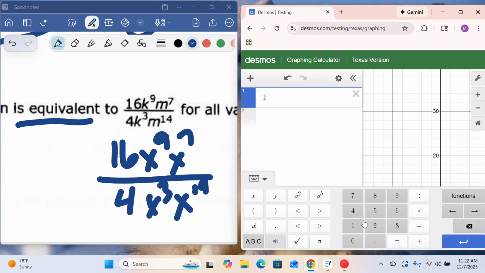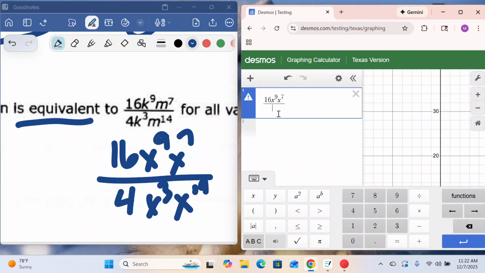I'm going to go ahead and put 16x to the 9th, and I'm going to do AB to the 9th. And then I'm going to go ahead and put my column, and I'm going to go x to the 7th right here. Go back, and it's AB to the 7th right there. And then I'm going to push my space there, and then I'm going to divide it.